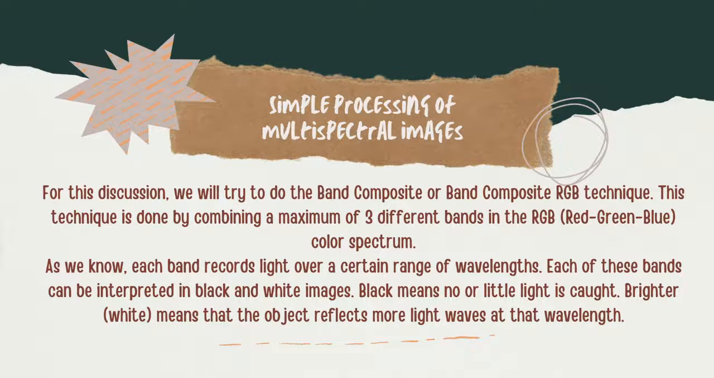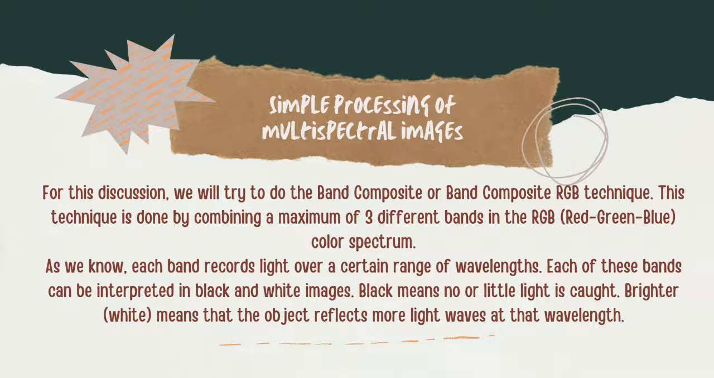Next, simple processing of multispectral images. For this discussion, we will try the band composite, or RGB band composite, technique. This technique is done by combining a maximum of three different bands in the RGB, red, green, and blue, color spectrum. As we know, each band records light over a certain range of wavelengths.